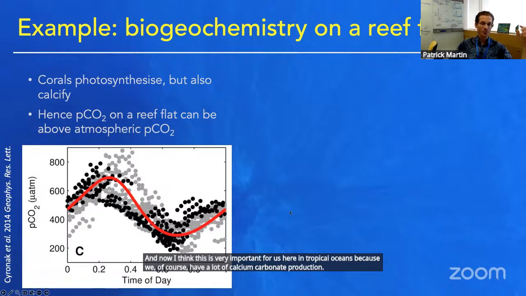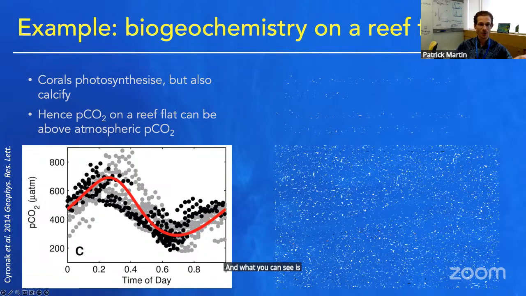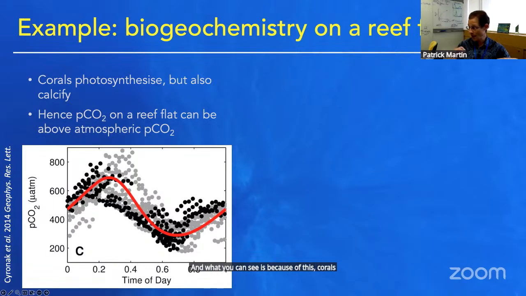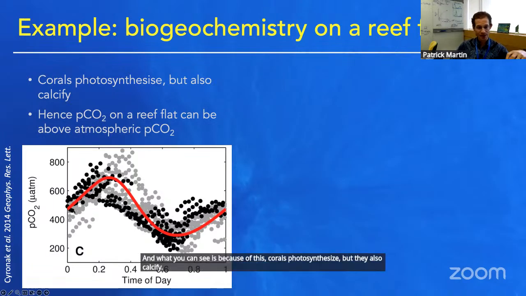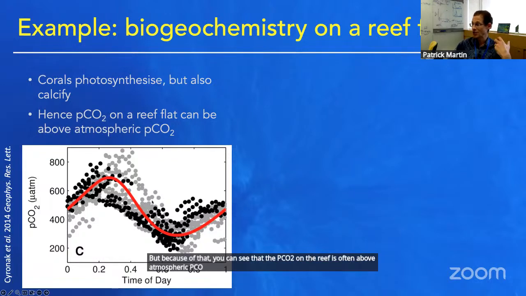And the example I'm showing here is from one study a few years back where they analyzed carbonate system data from a large coral reef area. And what you can see is because of this, corals photosynthesize, but they also calcify. And because of that, you can see that the PCO2 on the reef is often above atmospheric PCO2, meaning the reef is a source of CO2 to the atmosphere.